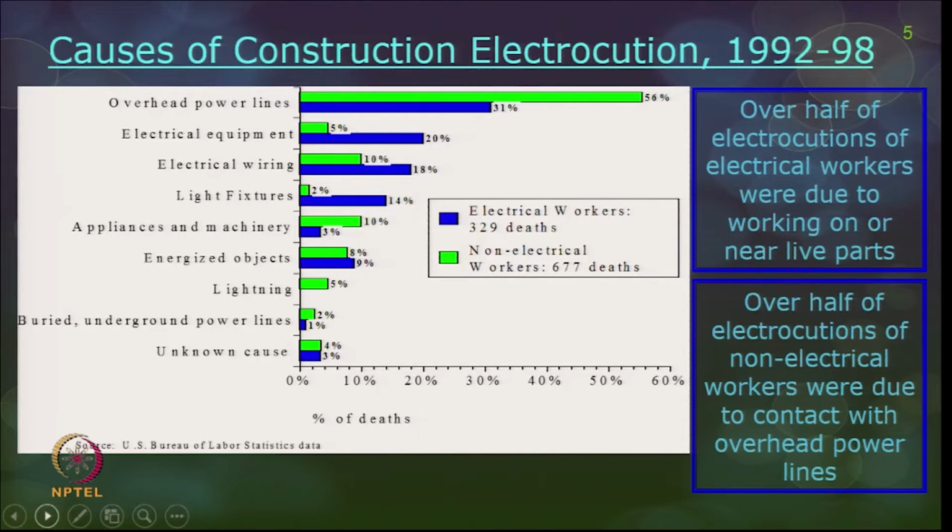This is primarily with regard to non-electrical workers. Overhead power lines, then electrical equipment, electrical wiring, light fixtures, appliances and machinery, energized objects, lightning, buried underground power lines, and unknown causes. Primarily, electrocution among electrical workers was due to working on or close to live parts, and electrocution among non-electrical workers was mostly due to working with overhead power lines. We will be discussing why these hazards happen and what to do for preventing them.